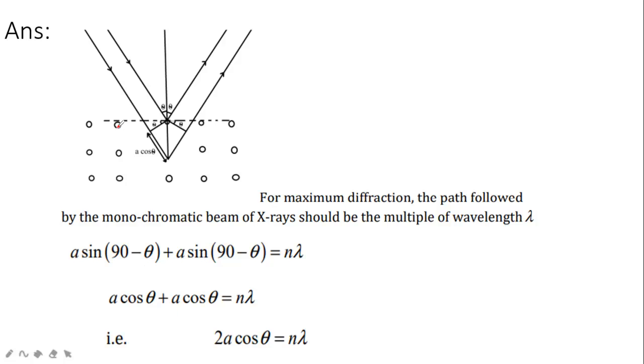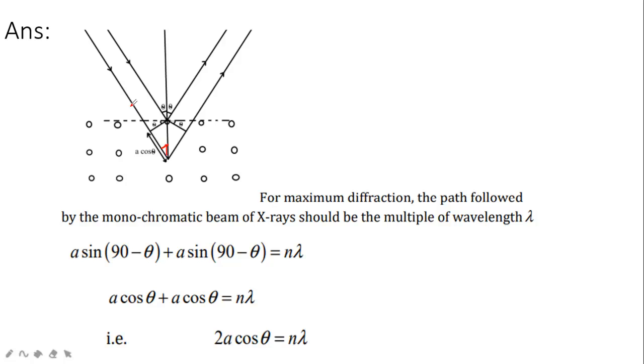So let us make that diagram again. This is your incident ray, and this is the diffracted or scattered one. If this angle is theta, then this angle will also be theta, and this angle inside it will also be theta. So this will be your A cos theta, and again this will be your A cos theta. So let's solve this question now.